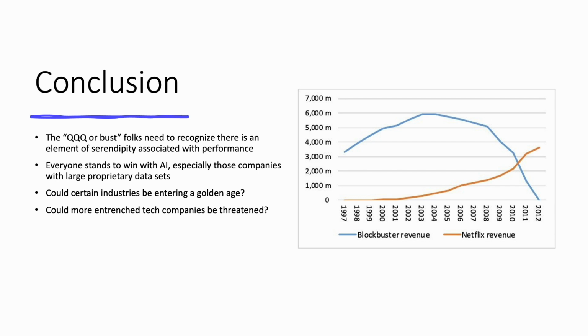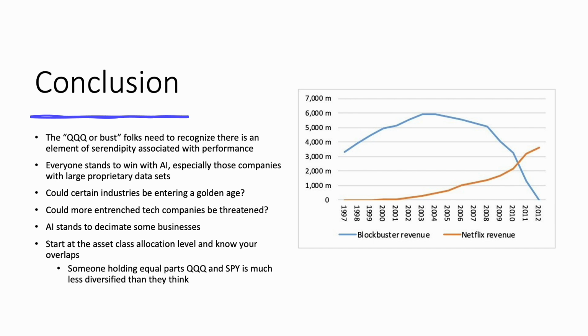Absolutely. I think a good example of a major disruption is here on the right, the classic chart showing Blockbuster's revenues against Netflix revenues. And AI, generative AI in particular, stands to decimate some businesses. I was just considering that today when looking at how well image generation works compared to the fees we pay for stock photos. So when you're investing, start at the asset class allocation level and know your overlaps. That's the real big takeaway here.